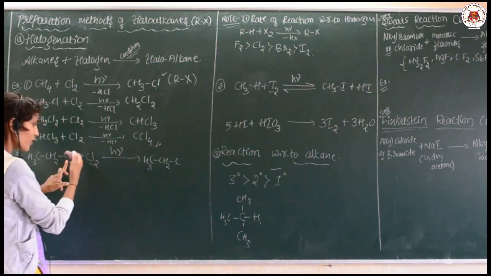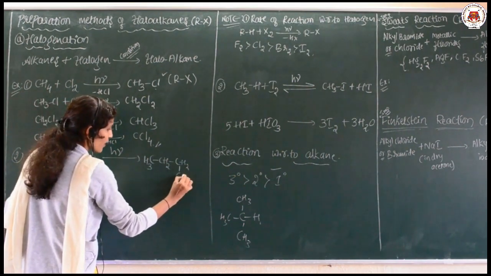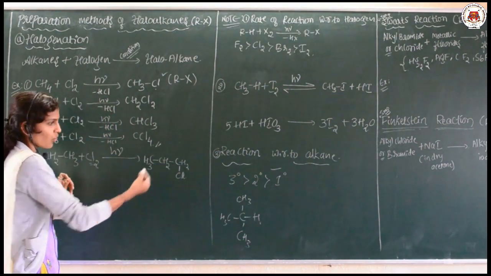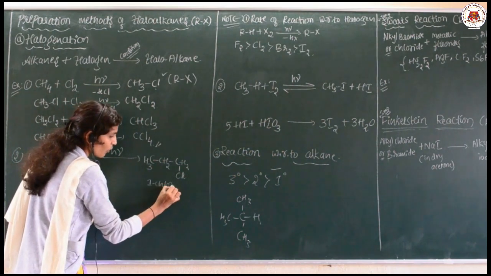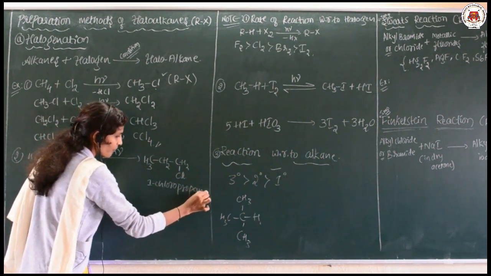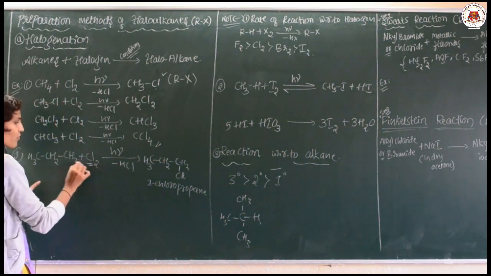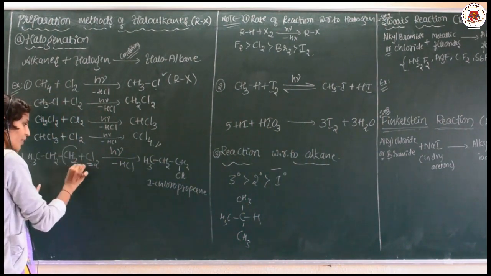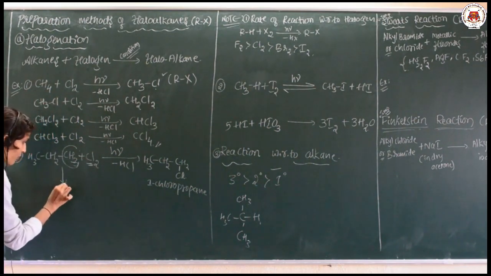Imagine this hydrogen is removed, and what is added here? Cl is added. So what is the name of this one? 1-chloropropane, minus HCl. One of the H from this carbon is removed and Cl is added. Okay, one more product is possible.